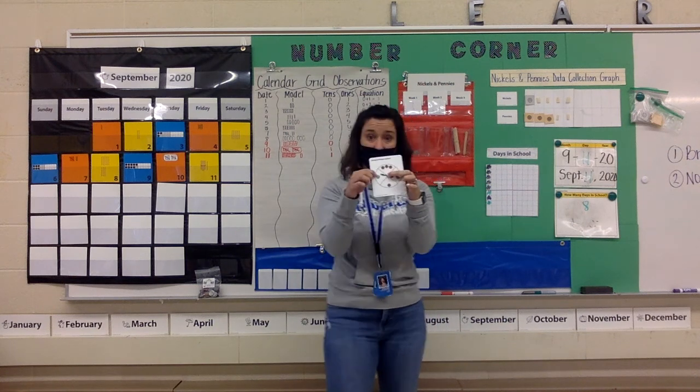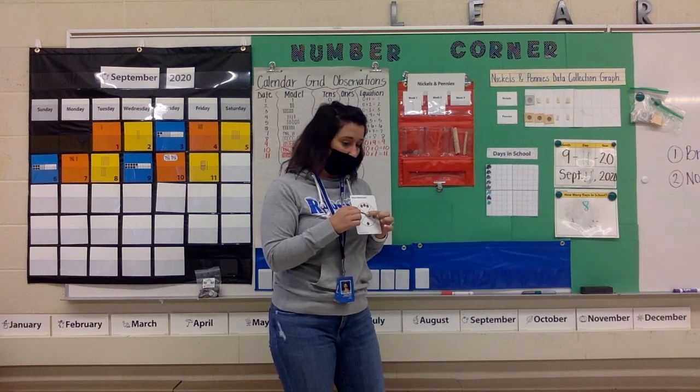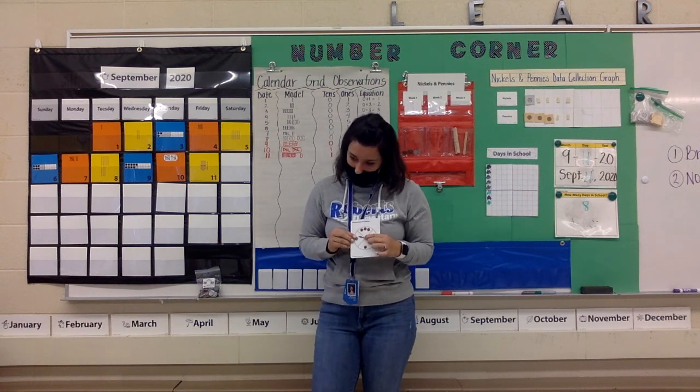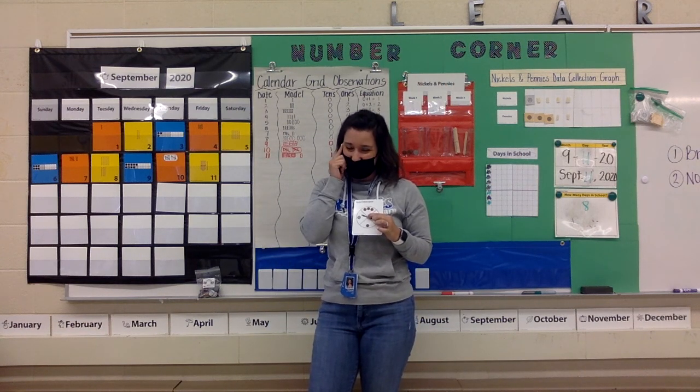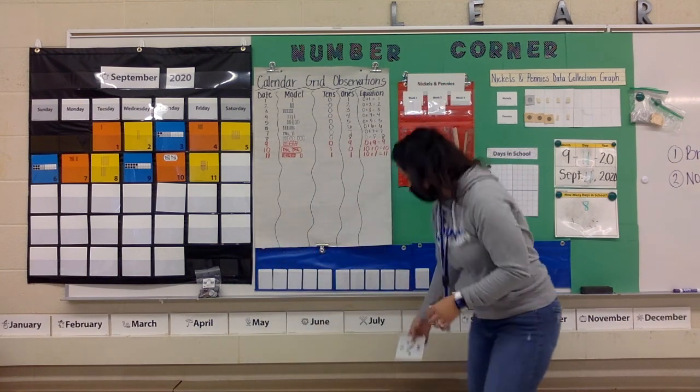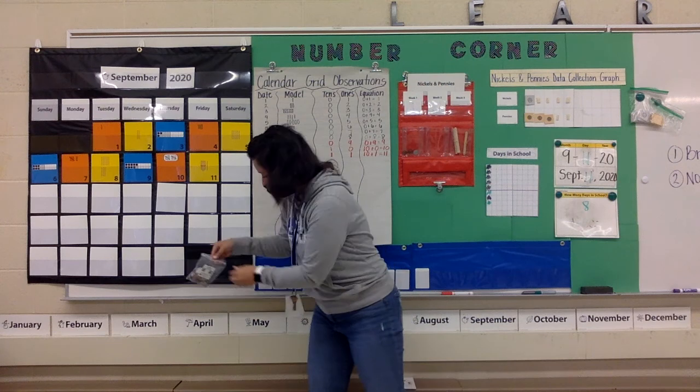Okay, so you told me that this is a nickel. Thumbs up if she's correct. She is. It's a nickel. How much is it worth? 1. Ooh, think about it. 5. It's worth 5. So I'm going to find a nickel in here.